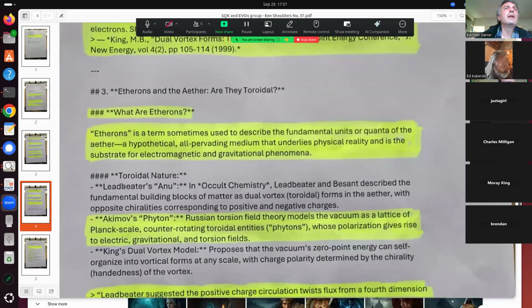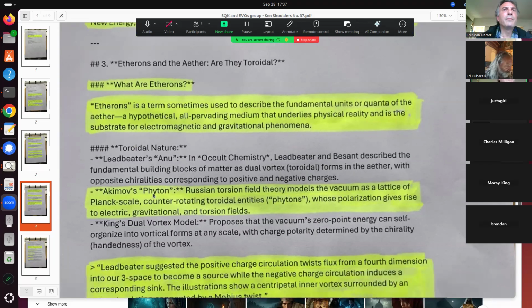Toroidal nature. Leadbeater's ANU. What does that represent? I've forgotten what that is, an atomic unit or something like that. In occult chemistry, Leadbeater and Besant described the fundamental building blocks of matter as dual vortex toroidal forms in the ether, with opposite chiralities corresponding to positive and negative charges.